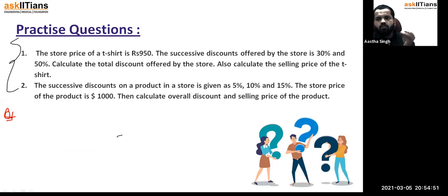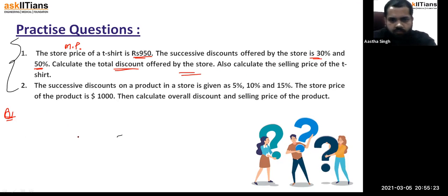Guys, first do these questions by yourself, then see the solution, how I am doing. Okay. So the store price of a t-shirt was given. Store price basically means market price. And successive discounts offered by the store are 30% and 50%. It means two discount percentages are given, 30% and 50%. Calculate the total discount offered by the store. Also calculate the selling price of the t-shirt.